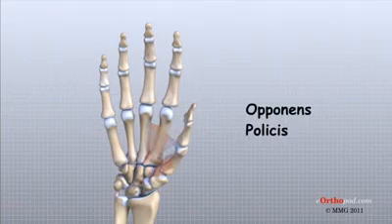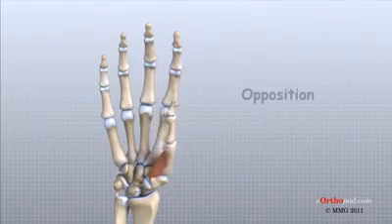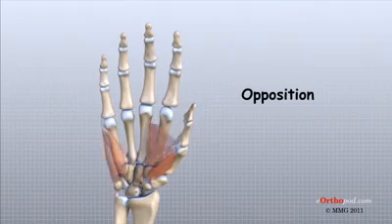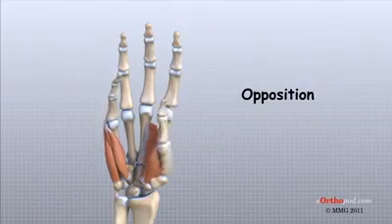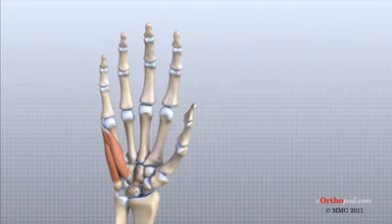The opponens pollicis moves the thumb into opposition. It pulls the thumb out from the palm and turns the pulp of the thumb to face the palm. This is the motion that allows you to place the tip of your thumb against the tip of your little finger. The muscles of the hypothenar eminence are arranged and function roughly the same in the little finger.